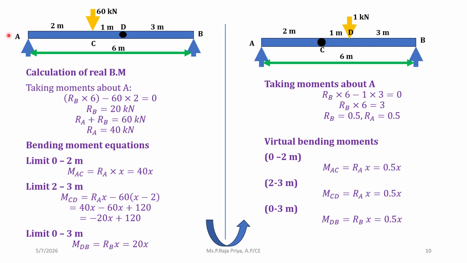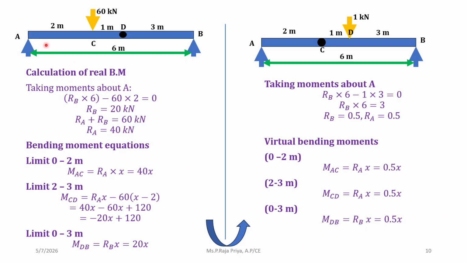So we are taking moment about point A. What will be the moment about point A? It will be RB into this distance, which is 6, minus 60 into 2, which is equal to 0. From here we find RB. Next, applying the next equilibrium condition, summation of vertical force is equal to 0, RA plus RB will be equal to 60. From here RA is 40.